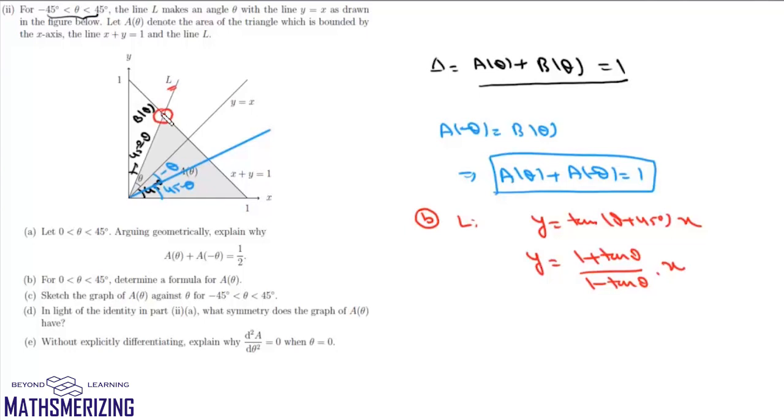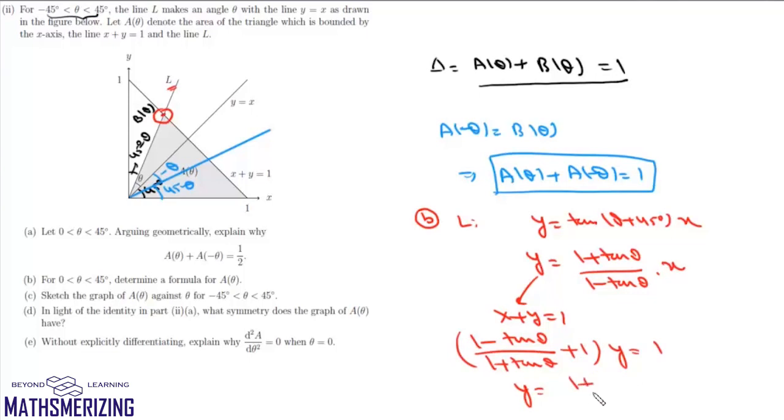We'll find the y coordinate of the point of intersection of these two lines. So the other line is x plus y equals 1. We'll put the value of x, so we'll write (1 minus tan theta) upon (1 plus tan theta) plus 1 into y, and it is equal to 1. So from here we'll get the value of y as (1 plus tan theta) upon 2. So this height is (1 plus tan theta) upon 2.